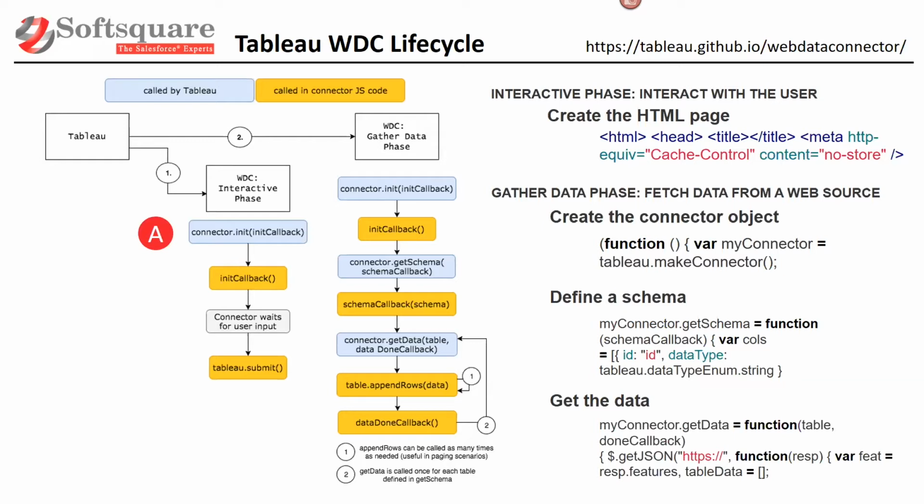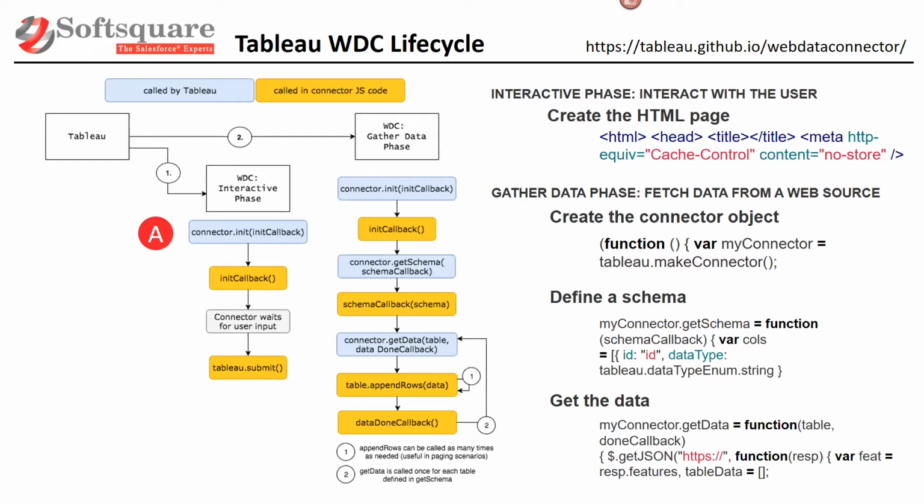The interactive phase is the actual HTML page that you would use to code in the data, the form or the authentication screen or the token. So when you click on Tableau and click on the web data connector and put in the URL, it pulls up a web page, and that web page is rendered in that interactive phase.